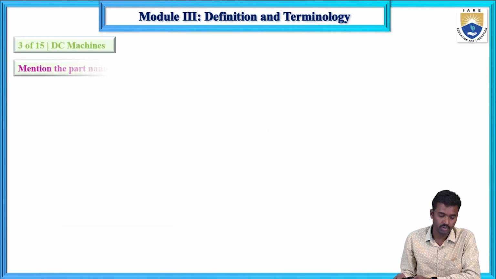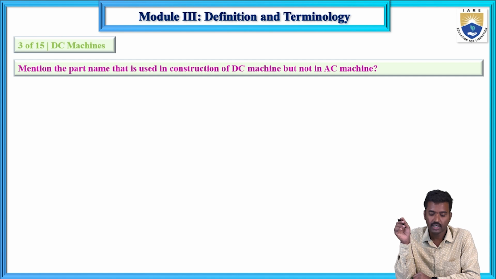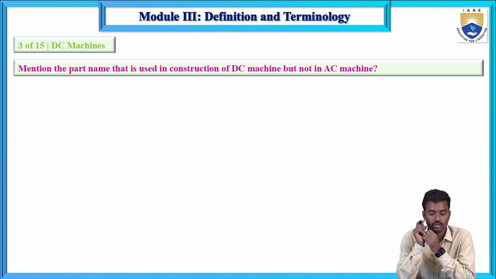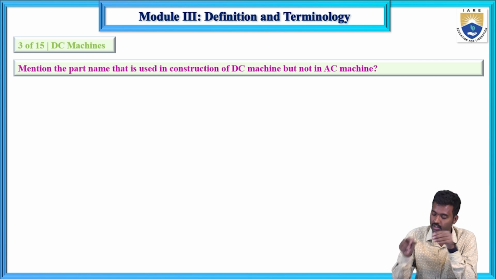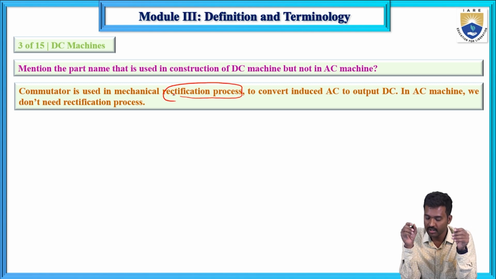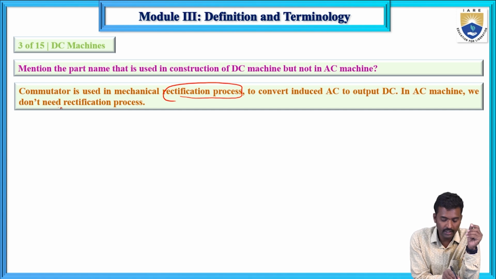Next, the third one: mention the part used in the construction of a DC machine but not in an AC machine. Of course, it is the commutator. In a DC generator, the commutator converts AC to DC. It is a mechanical rectification process to convert AC to output DC, and in the AC machine we do not need a rectification process. Directly we will get the AC supply.